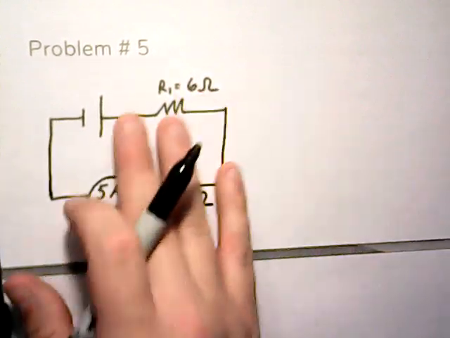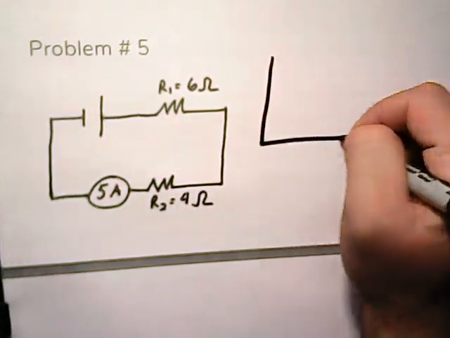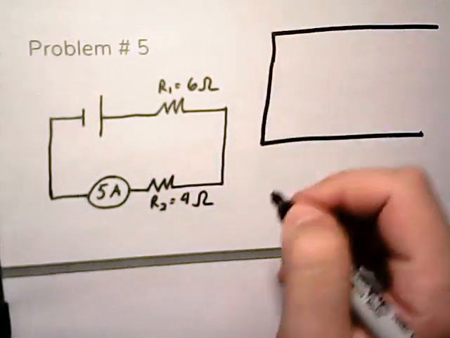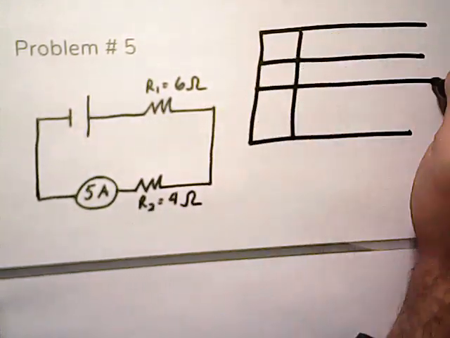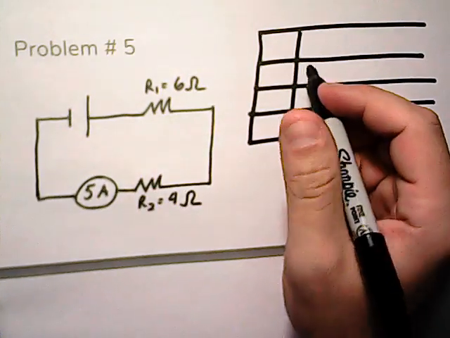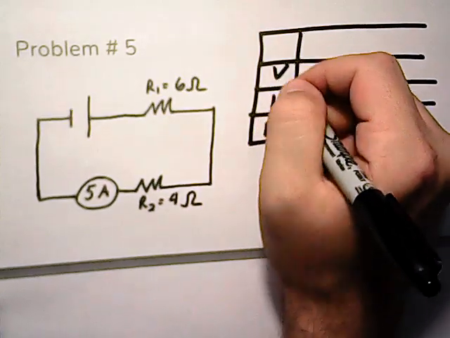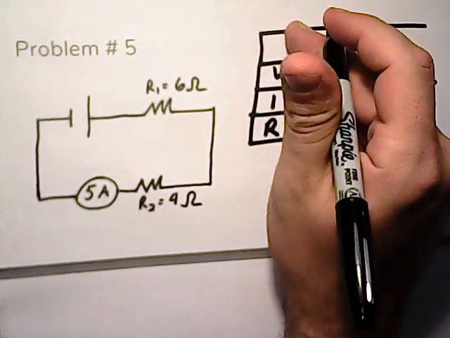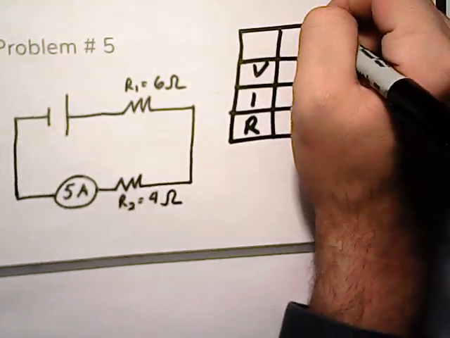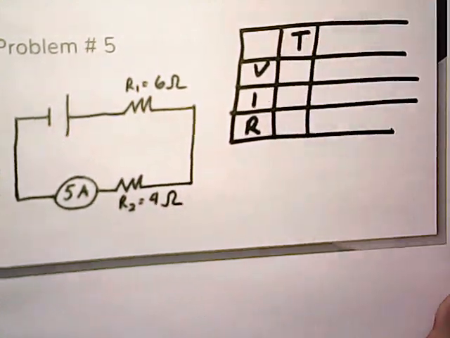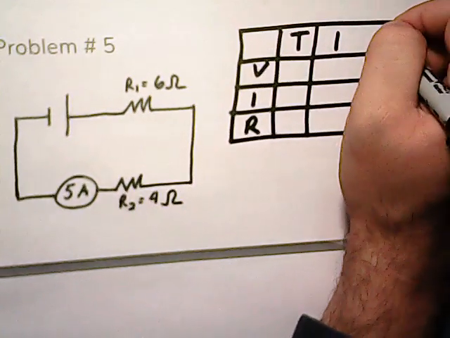Okay, for problem number 5, they do not give us a table, so we have to set one up. When we do our table, we know that we need three spaces for voltage, current, and resistance, V, I, and R. This blank little spot's going to be because we need numbers along the top. So along the top, we have the total, which we'll always have. And for this one, we have two resistors, R1 and R2. So we'll label this 1 and 2.